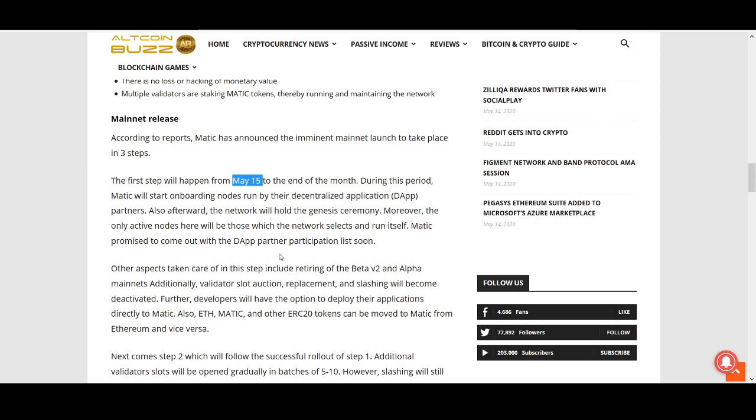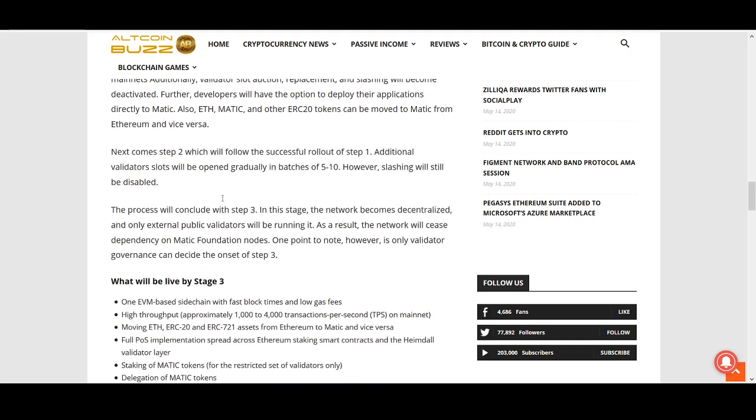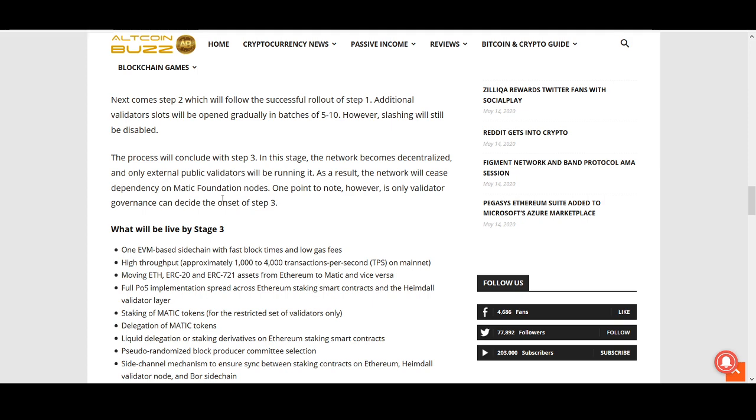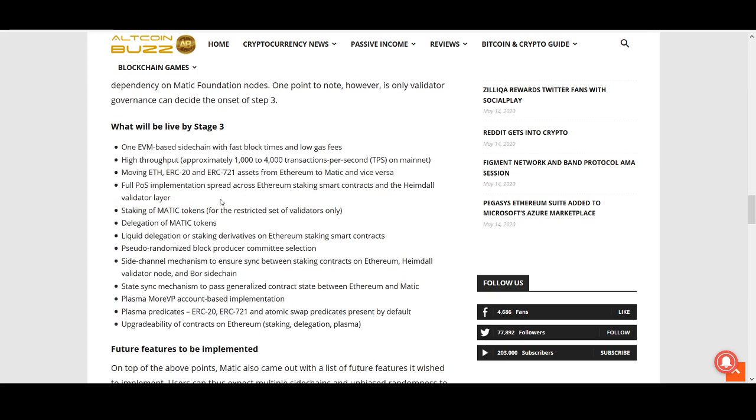Matic promised to come out with the DApp partner participation list soon, so that will be another huge positive, because we want to see adoption as well, not just this fancy amazing blockchain. We want to see real life adoption.